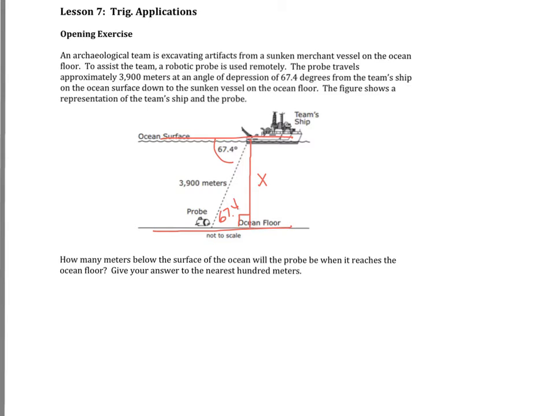So with regard to that angle, we are looking for the opposite side, and we know what the hypotenuse is. So that's the sine function. So sine of 67.4 degrees is equal to the opposite x over the hypotenuse of 3,900 meters. Cross multiply.